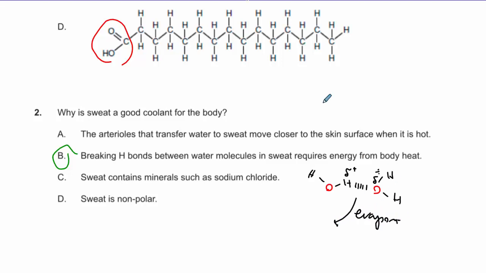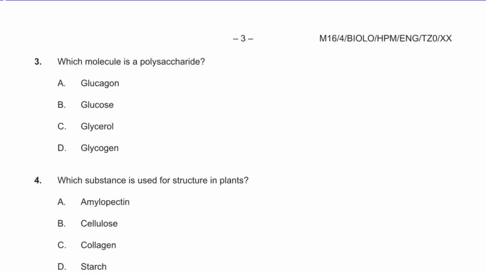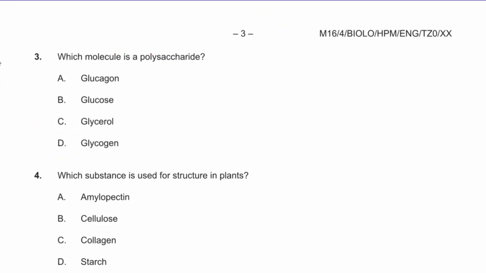this bond is broken and you get 2 free oxygen without this bond. And to break that bond, you need energy, and that energy is heat taken from your skin. And that's why sweat is such a good coolant, because it contains water.